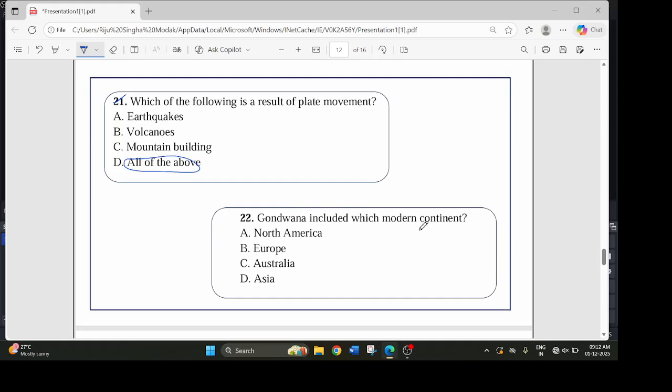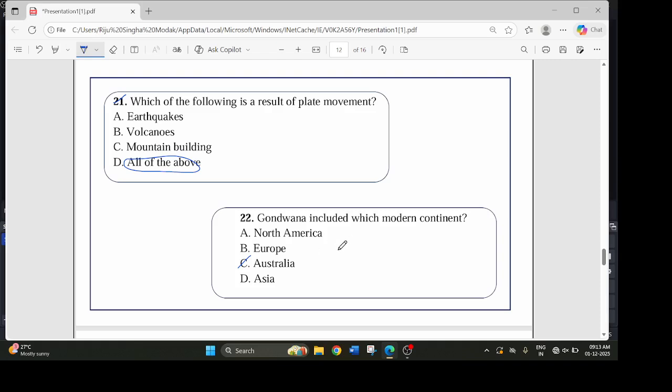Gondwana include which modern continent? North America, Europe, Australia, Asia. So here the correct answer is Australia. Gondwana. And North America, Europe, and Asia are part of Laurasia, the northern part of the world.